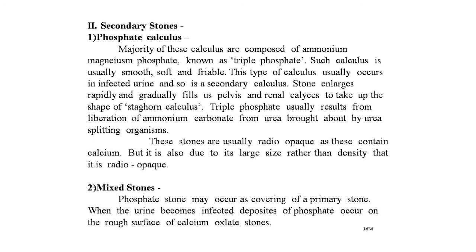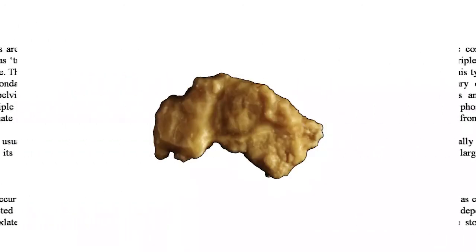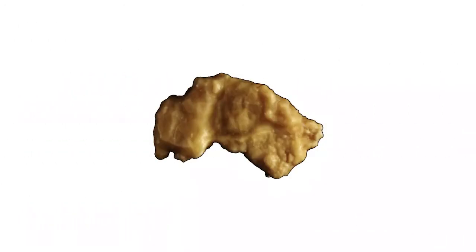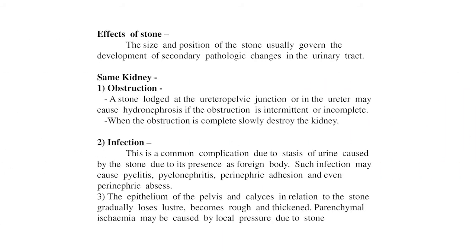When the urine becomes infected, deposits of phosphates occur on the rough surface of the calcium oxalate stones. Such stones also occur in alkaline urine. Dear students, this is the image of the phosphate stones. Now, the effect of the stones.